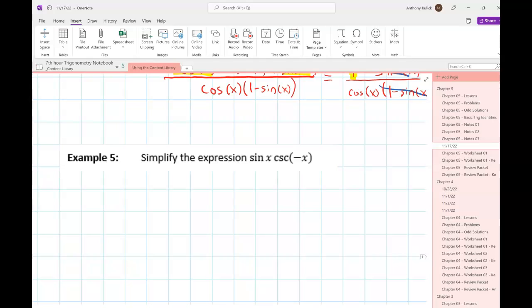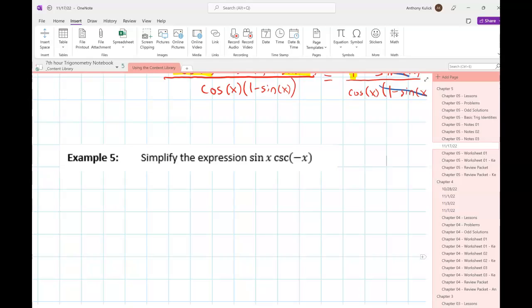All right. What about this one? Simplify the expression sine x times cosecant negative x. Is there anything algebraic to do here? I say no too, right? There's nothing algebraic to do here. Just have two things being multiplied together. Can't multiply them together because they're not like terms, so nothing algebraic to do.